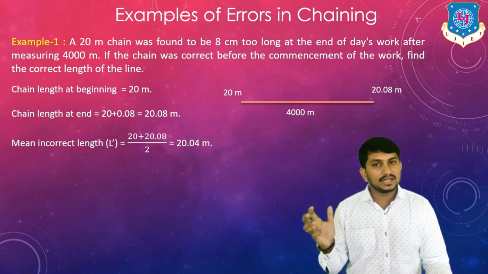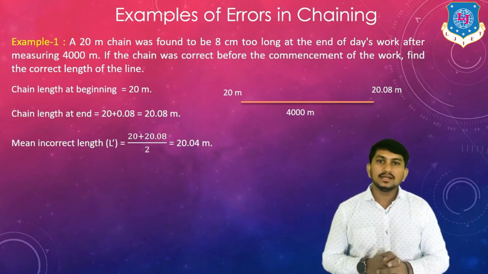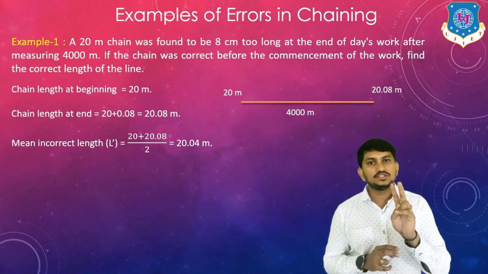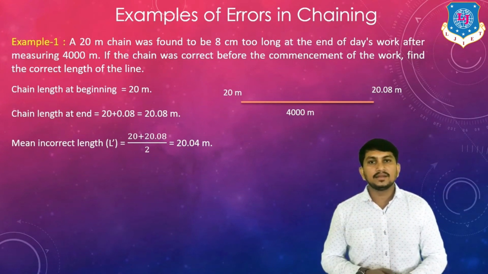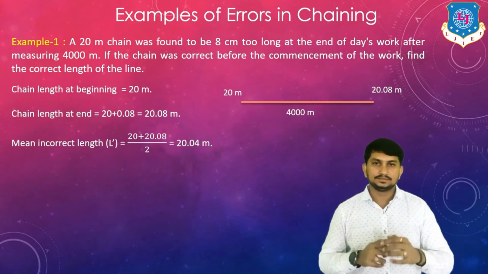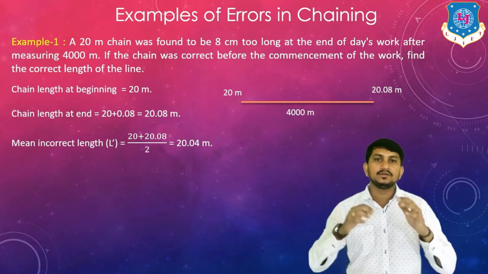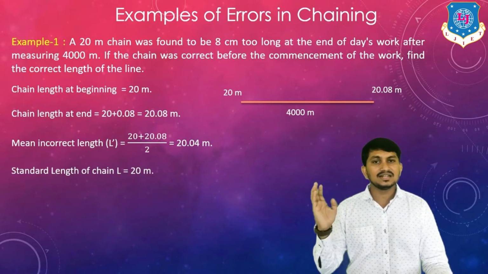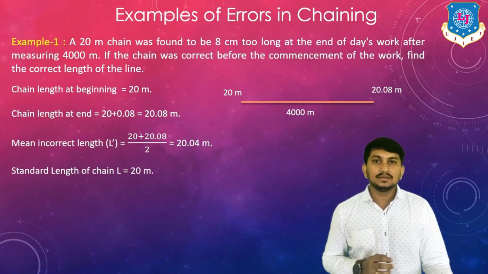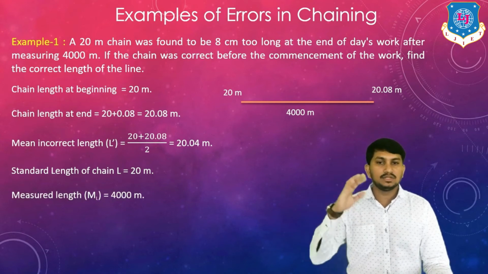The mean incorrect length L dash is equal to (20 + 20.08) divided by 2. When two measurements of the chain, at starting as well as ending, are done, then L dash is found by averaging these two lengths. So here L dash is calculated by averaging 20 and 20.08 meters. So L dash is equal to 20.04 meters. Standard length of the chain given in the example is 20 meters. So we have L dash, we have L, and we also have the measured length, which is 4,000 meters.